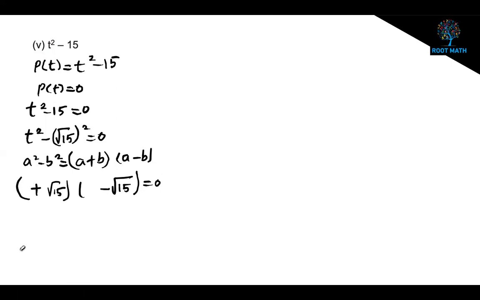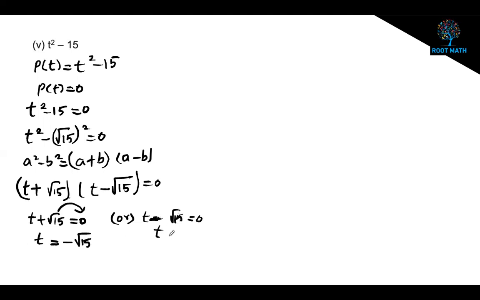There is no a here. I want to put t here. So t and t. Now t plus root 15, t minus root 15. Take the first factor equal to 0. So t is equal to negative root 15, or t minus root 15 equal to 0. So t is equal to positive root 15. Our alpha value is negative root 15 and beta value is positive root 15.